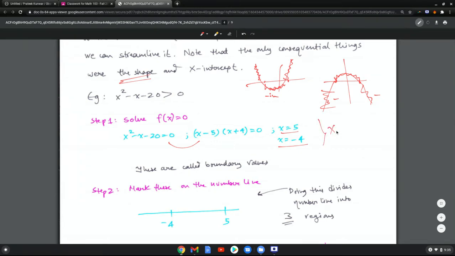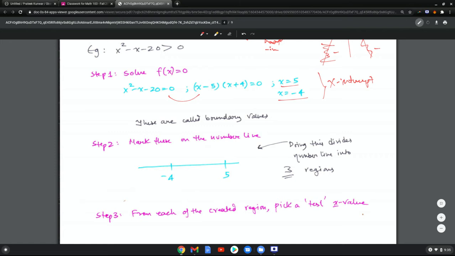These are the x-intercepts, right? This is where the function crosses the x-axis. Let's call them boundary values. And we mark these on a number line. Now when you do this, you are dividing the number line into three distinct regions. The one that's left of negative 4, the one that's right of 5, and the one that's in between.